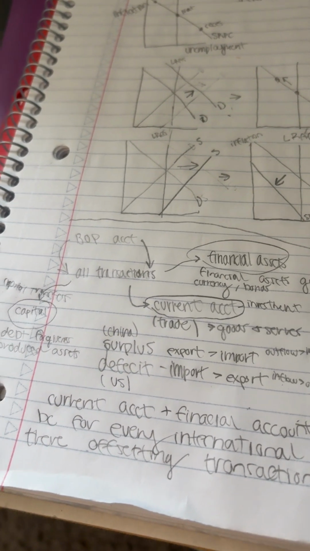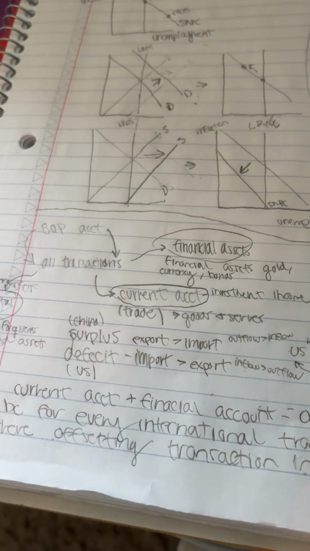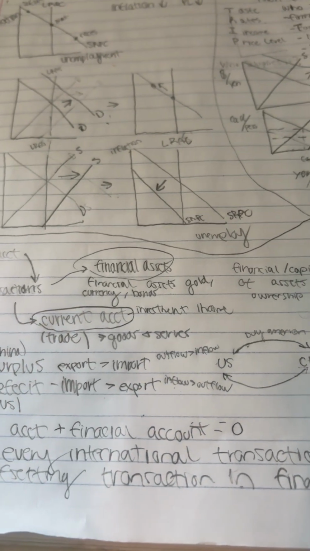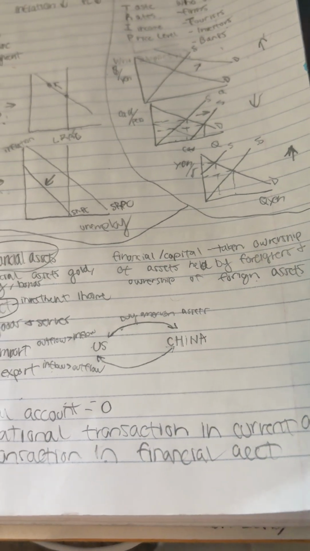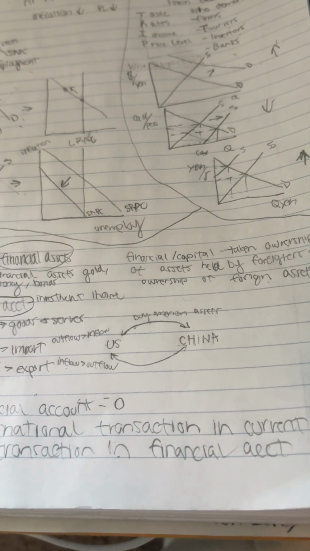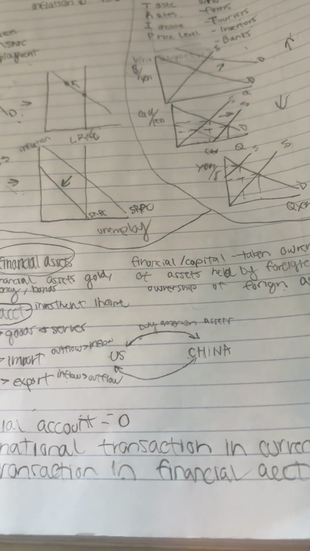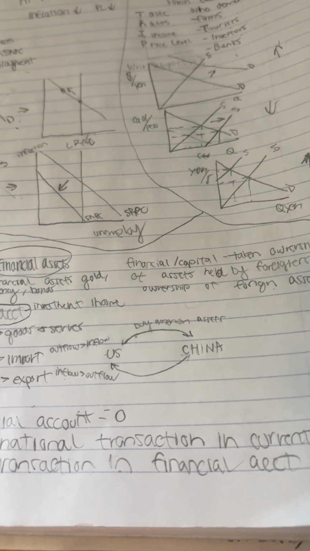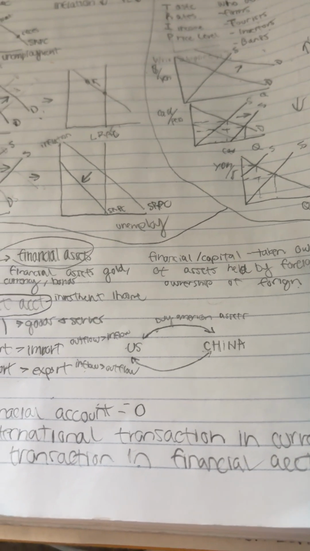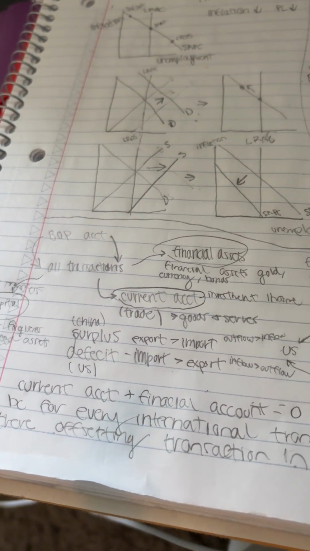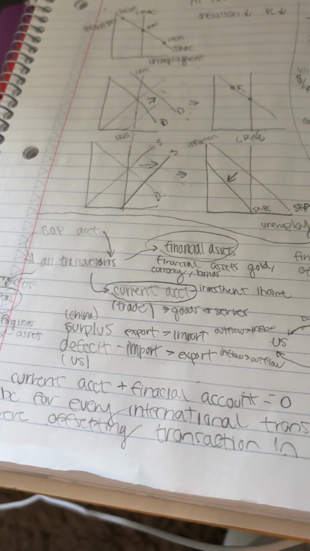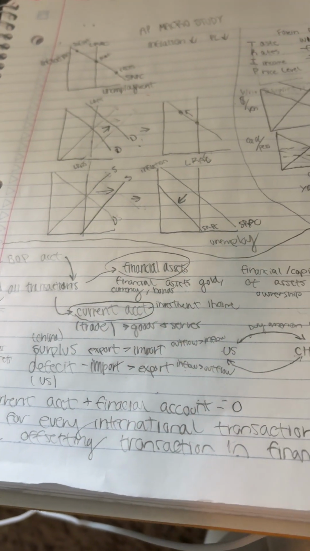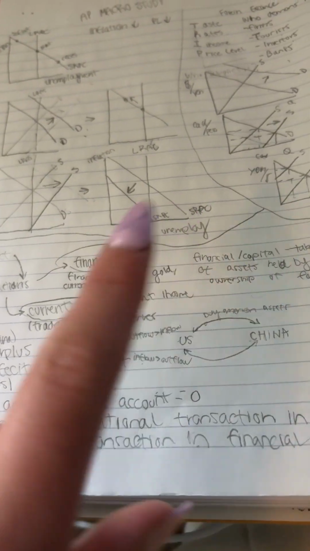And then the reason that the current account plus financial account is 0 is because, I don't know how to explain this, but if the US is buying things from China, China's going to use that money that they received from the US for buying the goods to invest in American assets. So when you add the current account plus the financial account together, they're always going to equal 0 because it's the same flow of money, if you know what I mean.